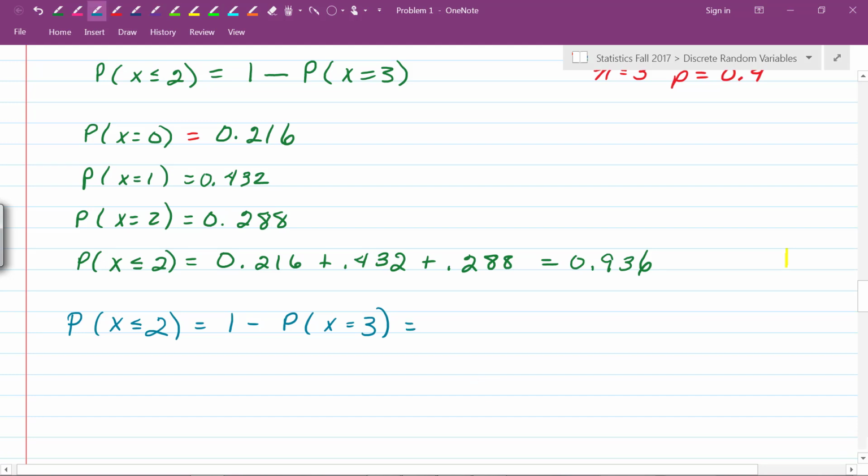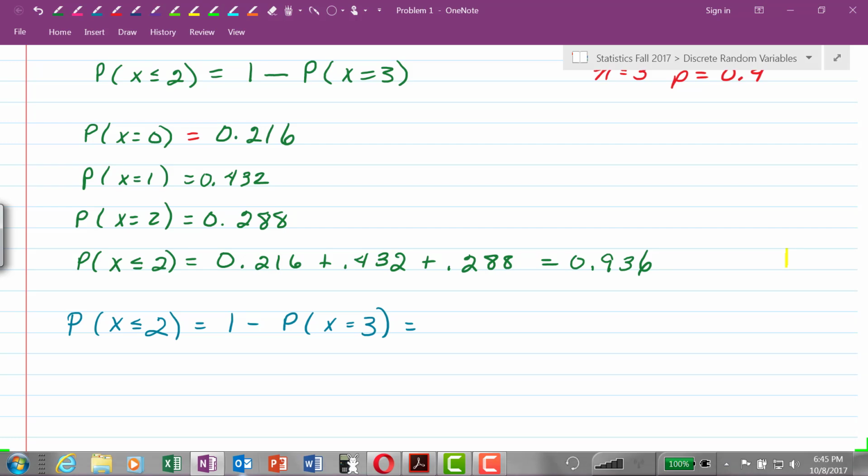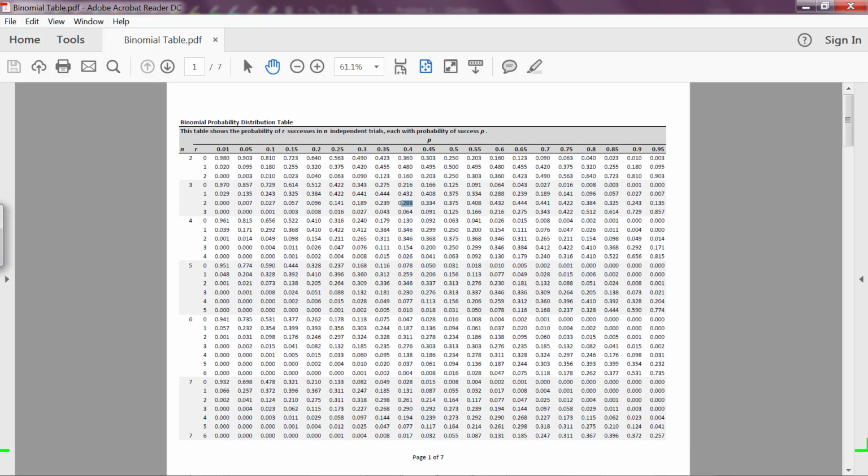Let's switch over to our chart. And so we have right here, this is my n. That's n equals 3. Here's my probability right up here, and there's 0.4. So now we're going to come in where x or r equals 3, which is right here. And we're going to come over under the column of 0.4, and we're going to be looking for this number right here, which is 0.064.